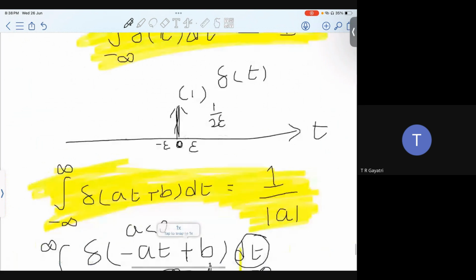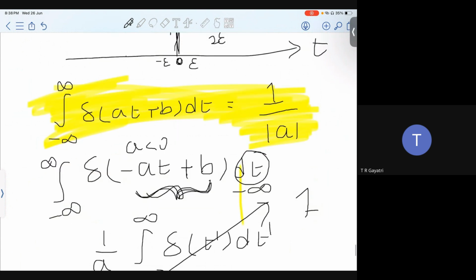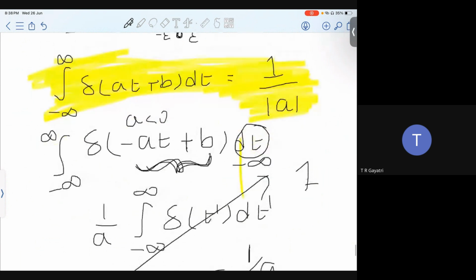No, 0. The area is concentrated symmetrically around 0. So that is something you may have to remember. This is an interesting property. I hope everybody is okay with this property. If you guys are okay with this, let's go to the next property of the delta signal.